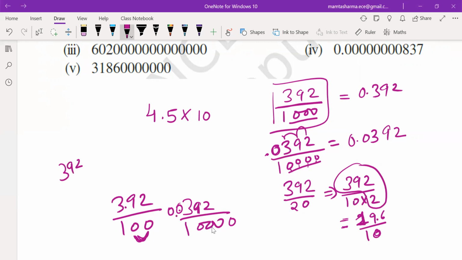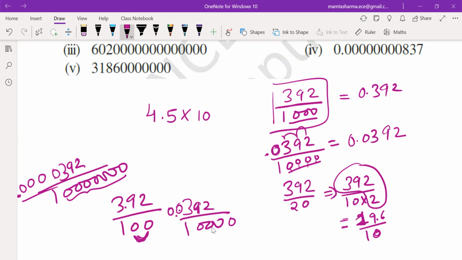If there is 392 divided by 7 zeros, then you can add 0, 1, 2, 3, 4, 5, 6, 7. And since there are 7 zeros, you can place the decimal before 7 digits. Already 3 digits are there, so add 4 more zeros and then the point.